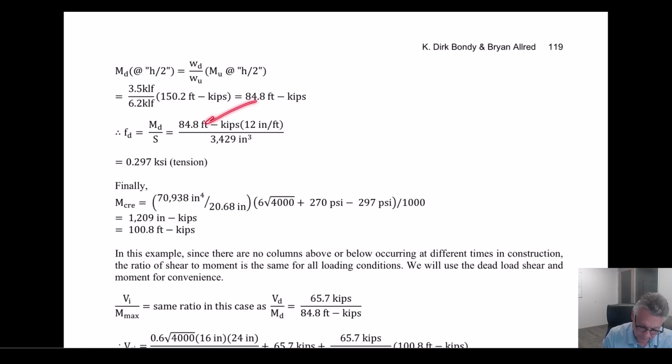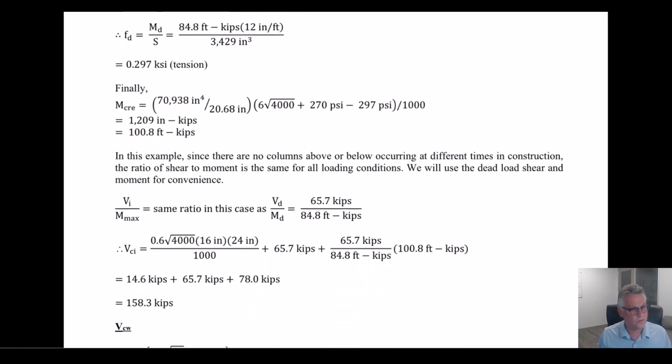Dead load stress, pretty easy. Dead load moment divided by the section modulus to the bottom, because the bottom is where tension is created. Everything in this equation is looking at the bottom. We're trying to find the crack. So dead load stress at the bottom of the beam at h over 2 is 297 psi. So finally, we can put all this stuff together. This should be the same section modulus to the bottom. If it's not, don't let me know. 6 square root f prime c plus the FPE, that helps. We've got to overcome this to crack it. This helps even more, and this hurts us. The dead load stress is actually working against us. So 100.8 foot kips is the effective cracking moment that we think we have.